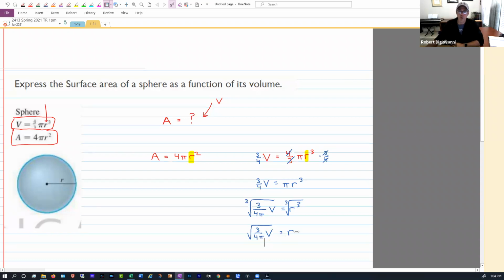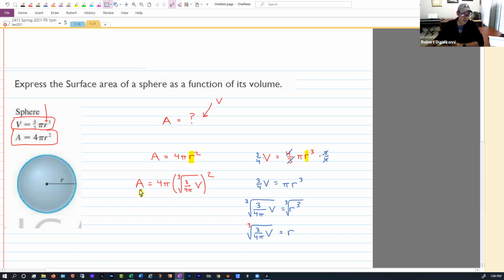Okay, so now we have an expression for r in terms of v. And that's what we can go and replace this r with right here. So my new area formula will be 4 pi times r squared. Now r is going to be replaced with, oh, I forgot the cube root there, sorry. That was a cube right there. Cube root of 3/4 pi times v. And it's ugly, but that's it, okay?